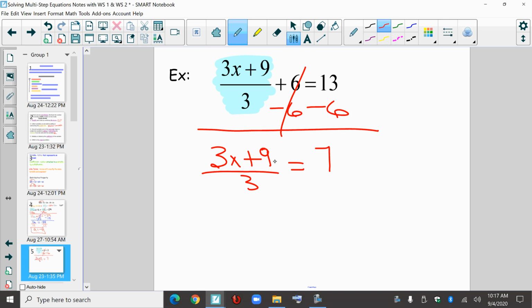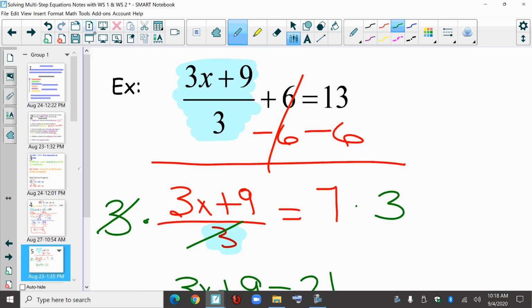Well, now I'm going to get rid of the denominator. So how do I get rid of this 3? Well, this 3 is attached to the numerator by division, so the opposite of division is multiplication. So I'm going to multiply both sides by 3. So the bottom 3 and the top 3 cancel out here. I drop down the whole top of the fraction, which is the numerator, which is 3x plus 9, and that is going to equal 21.